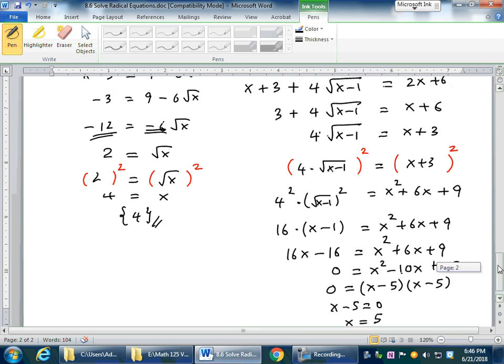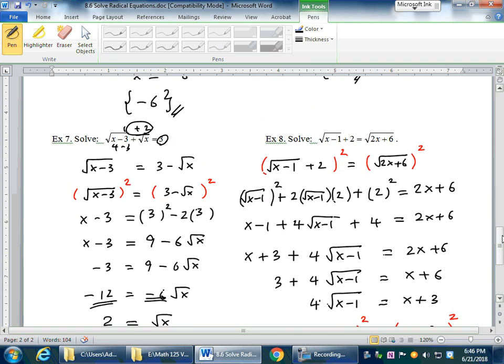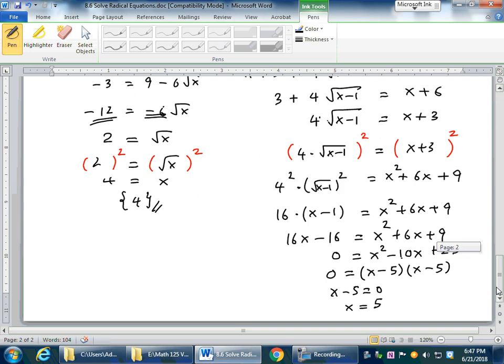Checking the answer, plugging 5 into the original equation. 5 minus 1 is 4. Square root of 4 is 2. 2 plus 2 is equal to 4. On the right hand side of the equation, 2 times 5, that is 10. 10 plus 6 gives me 16, and square root of 16 is 4, so therefore they are equal. And finally, I can conclude that 5 is my final answer. And this concludes the section.